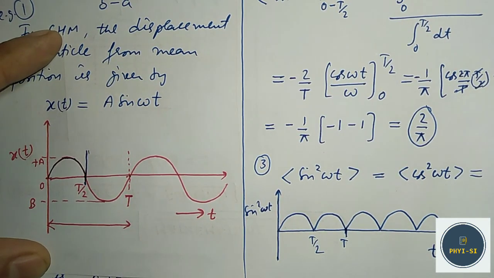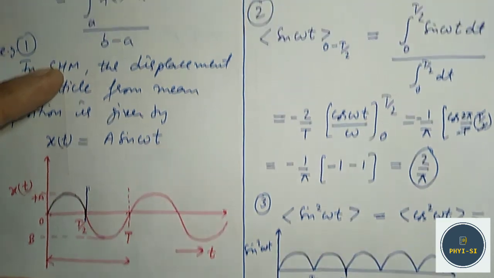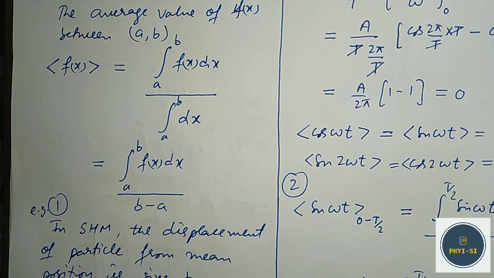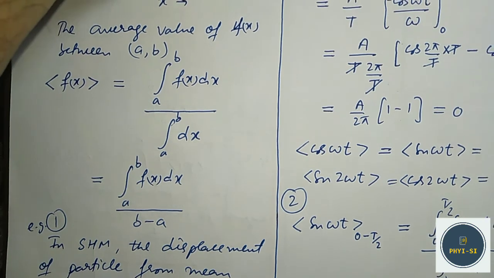So you can see that in this way you can find the average value of any function. This is the general formula. The function can be anything, it can depend on any variable, time, whatever. I hope you understood this lecture very much.